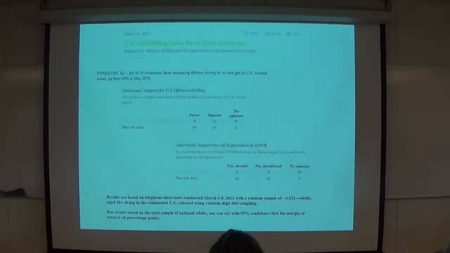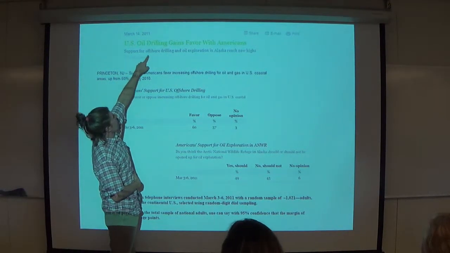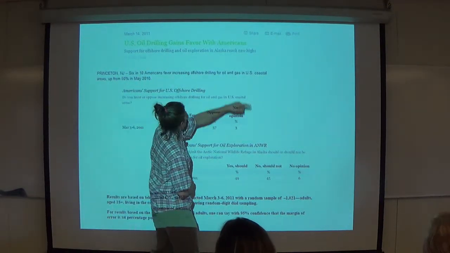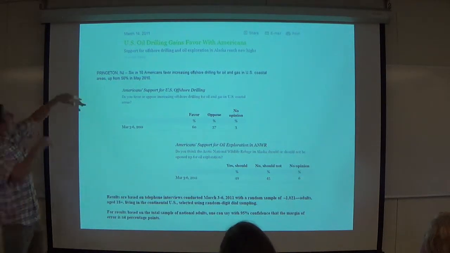Okay, so we've identified our population of interest, Americans. We've identified our sample, 1,200, or excuse me, 1,021 of them. What I like to do is analyze the claims that are made in the headline. We'll go with this one first. Support for offshore drilling and oil exploration in Alaska reached new highs. U.S. oil drilling, you know what, now let's go with the headline first.